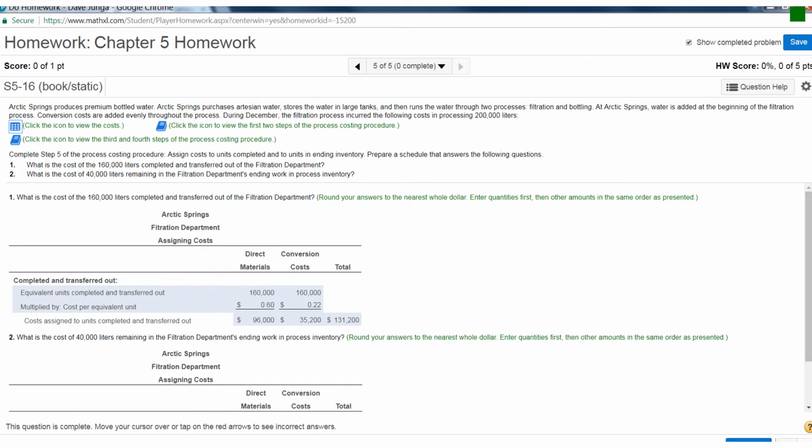Okay, this is problem 5 in Chapter 5 homework.